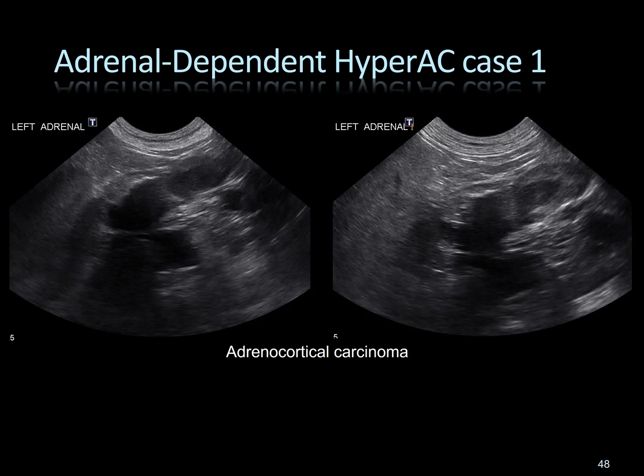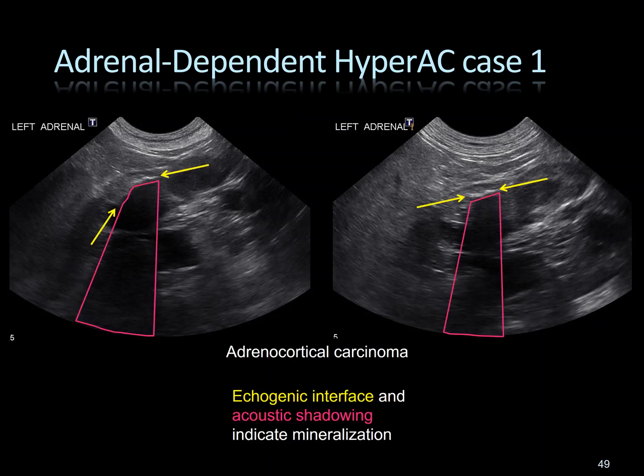More of the same. Now we have an area of shadowing, so you can see a hyperechoic band. I've got a big shadow coming off of it, so there's evidence of mineralization. A few little foci of mineral in a cat is okay. A big block of mineral is not okay, especially in a dog. So this would also fit with something malignant that has mineralized. Again, fits with adrenocortical carcinoma.